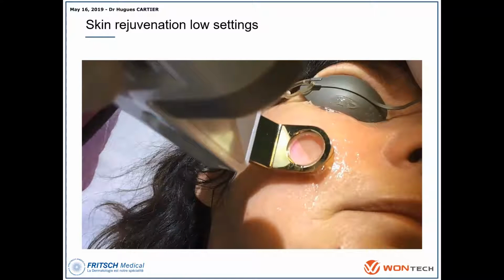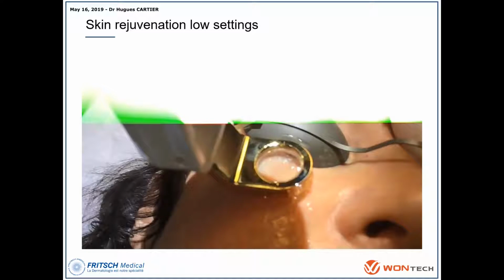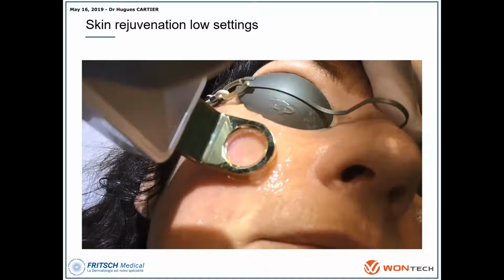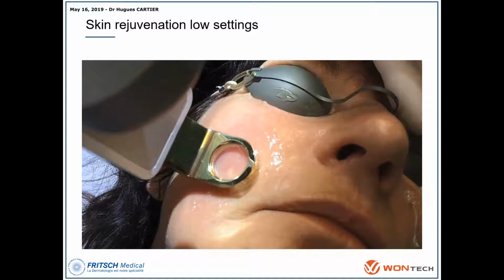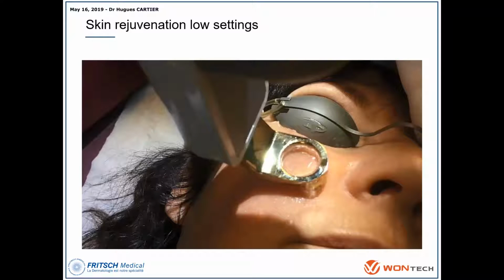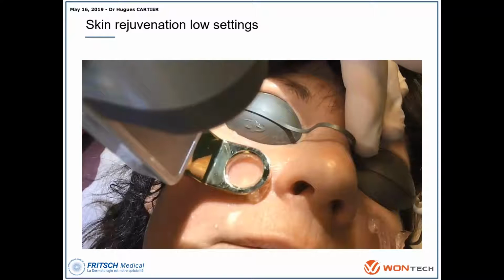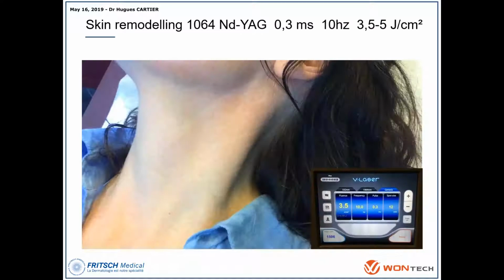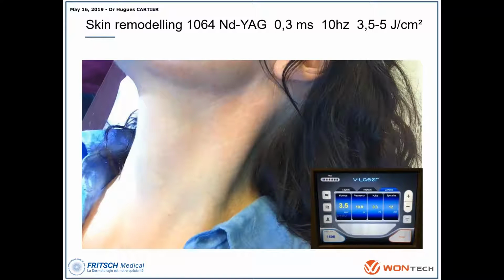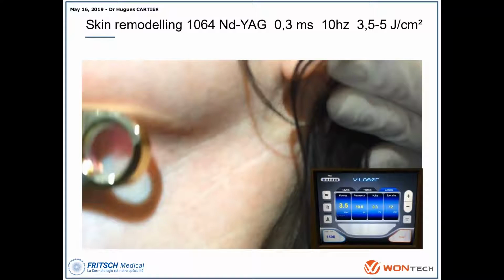It's easy and not painful, because it's not at very high frequencies. You see the patient doesn't move, because it's not for couperose or rosacea. It's just to be more beautiful. Just after, you continue, and for the 1064, it's the same. This is another woman, on the neck, which is not so easy to treat. Now you will see some shots.